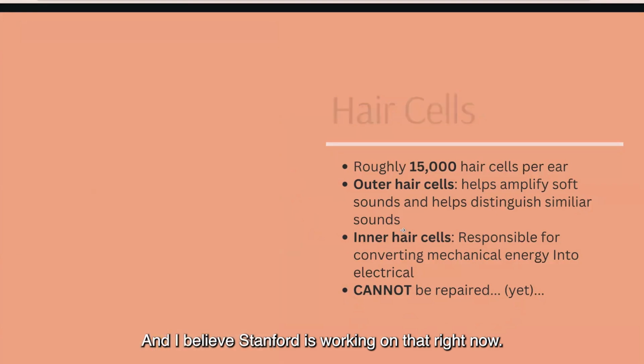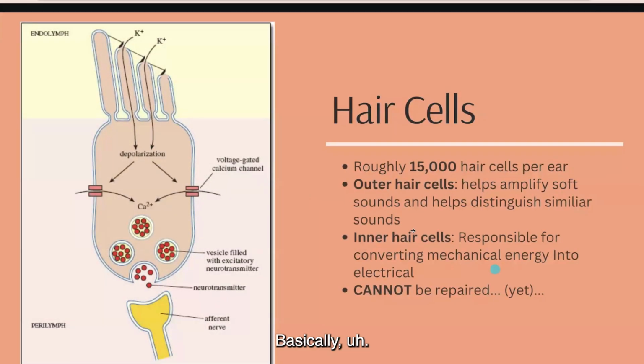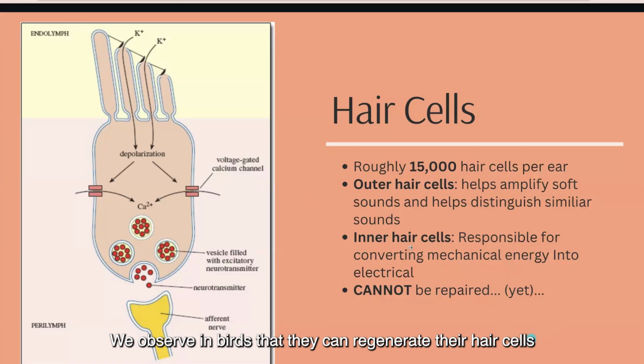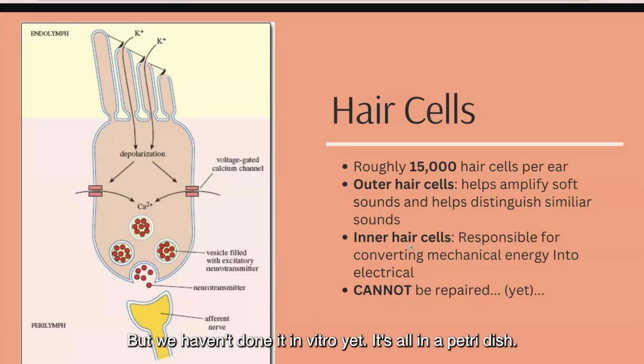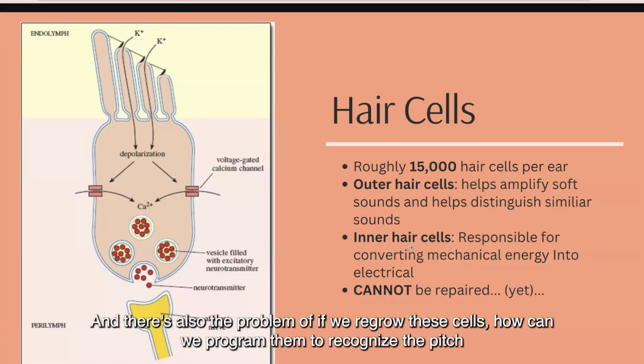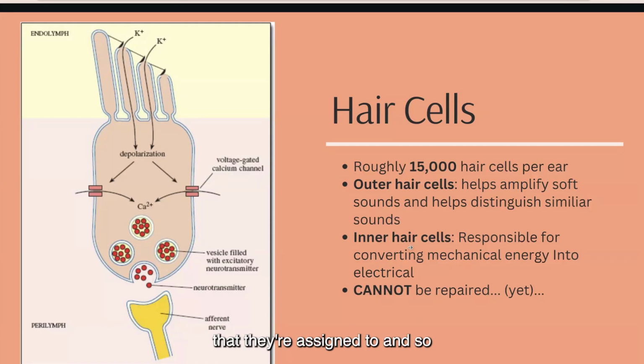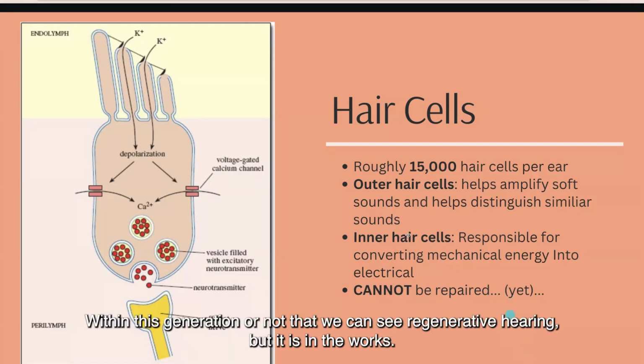And I believe Stanford is working on that right now. Basically, we observe in birds that they can regenerate their hair cells, and right now we were able to replicate that, but we haven't done it in vitro yet. It's all in a petri dish. And there's also the problem of, if we regrow these cells, how can we program them to recognize the pitch that they are assigned to? And so there's a lot of work to be done. I'm not sure if we'll be within this generation or not that we can see a regenerative hearing, but it is in the works.